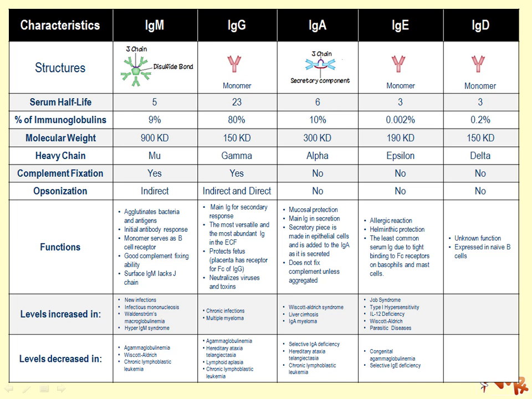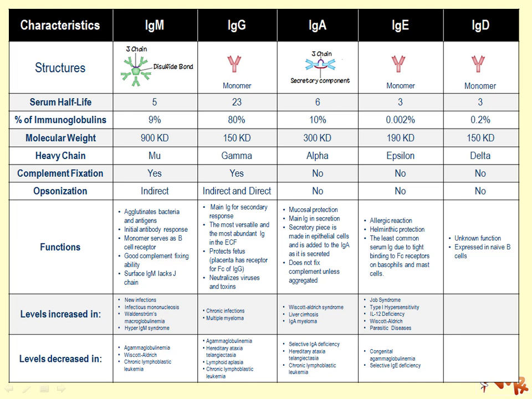Another important evolutionary role of the IgG is the fact that this is the only immunoglobulin that passes through the placenta. So this is the one that protects the fetus. Why? Because placenta has Fc receptors for IgG. IgG also neutralizes viruses and has the ability to neutralize toxins. With regard to IgA, this isotype provides for mucosal protection.